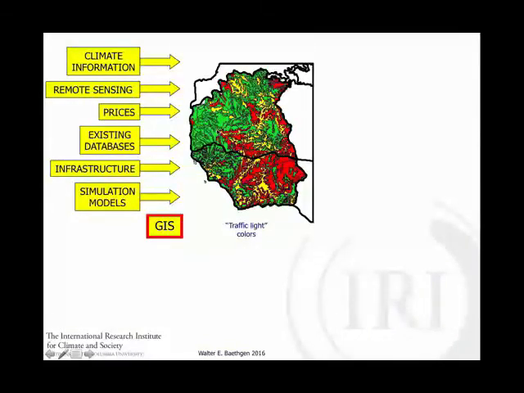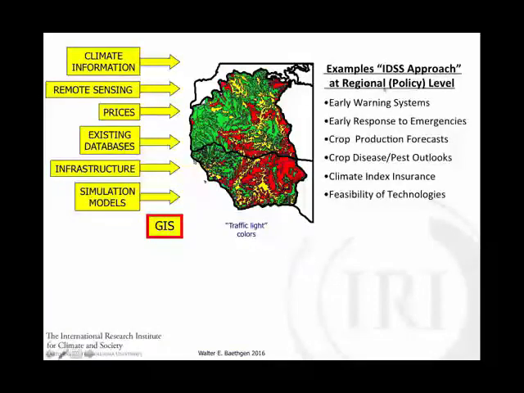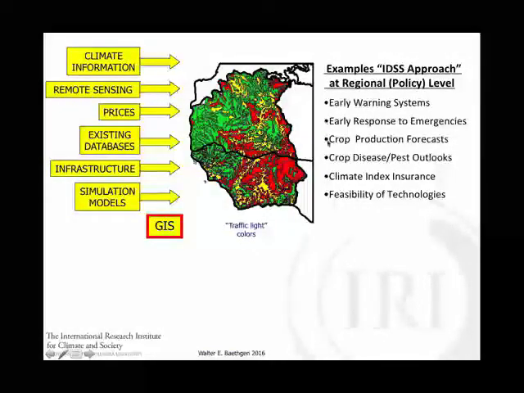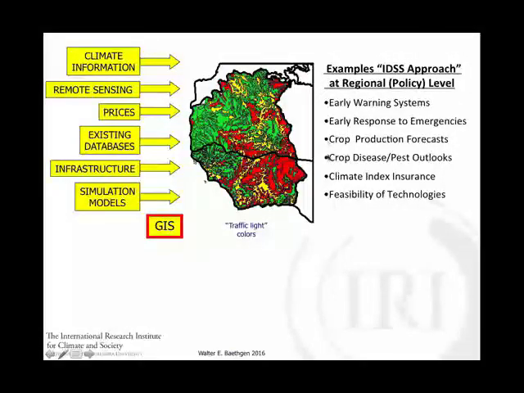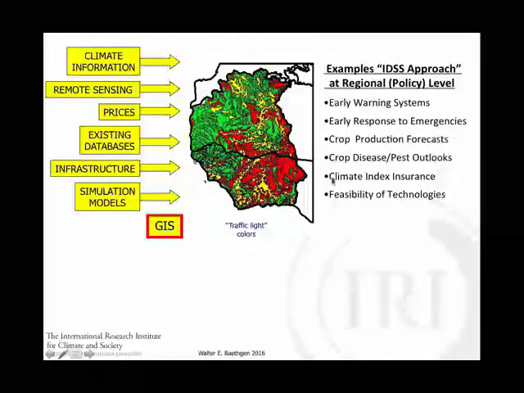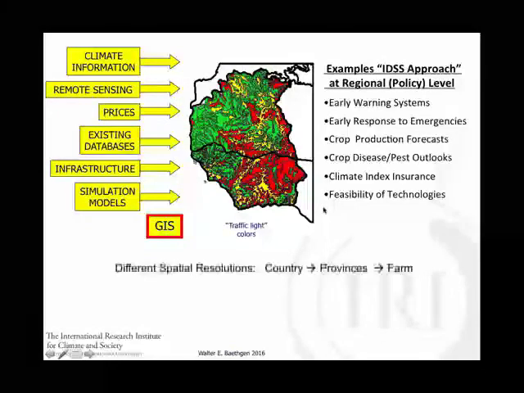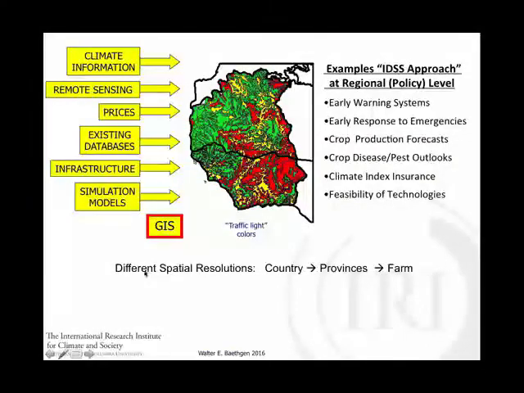And so using this approach, we have been working, for example, with regional governments or country governments, and help them to issue early warning systems to help in early response to emergencies, to establish crop production forecasts, disease or pest outlooks, help to establish good insurance policies, etc. Now, the nice thing of this approach is that you can work at different spatial resolutions. You can work at the whole country, or you can work at the province or state level, or you can go all the way into a farm.